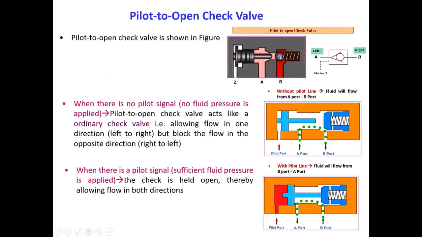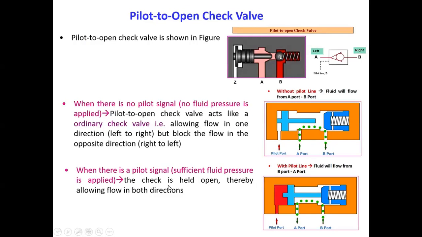Pilot to open check valve. Pilot to open check valve is shown in figure. This is the circuit, left to right. When there is no pilot signal, no fluid pressure is applied. The pilot to open check valve acts like an ordinary check valve, that is, allowing flow in one direction but blocking the flow in the opposite direction. See here, port A and port B, but blocks the pilot valve here and in this direction.